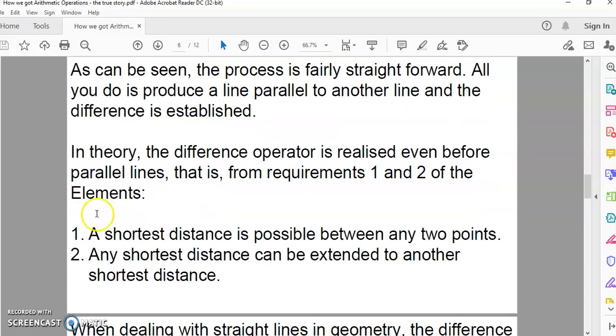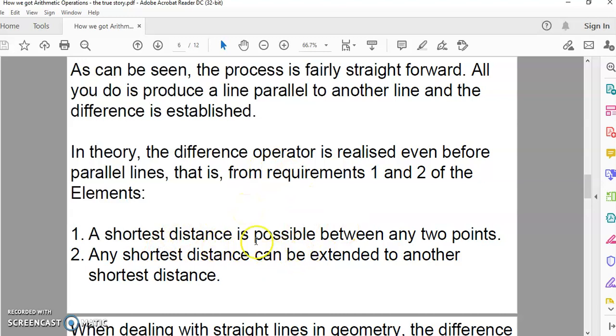And as can be seen, the process is fairly straightforward. All you do is produce a line parallel to another line until the difference is established. So in theory, the difference operator is realized even before parallel lines. That is, from requirements 1 and 2 of the elements. These are not axioms as you've been brainwashed to believe. They can be derived systematically from nothing, using your brain, of course. You do need a brain, actually. I mean, if you can't think, well, then all bets are off.